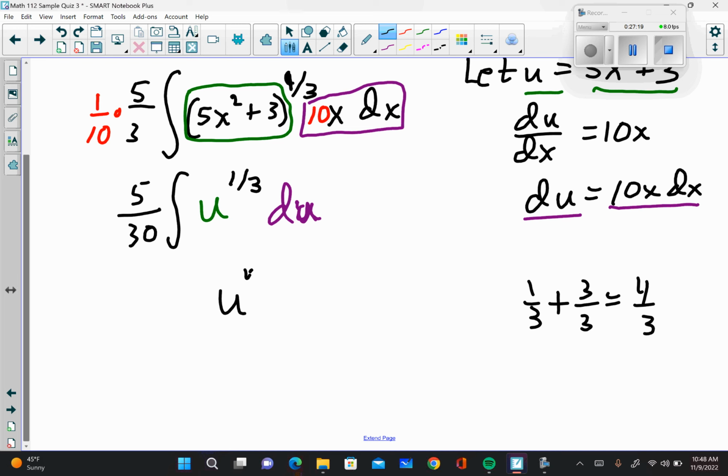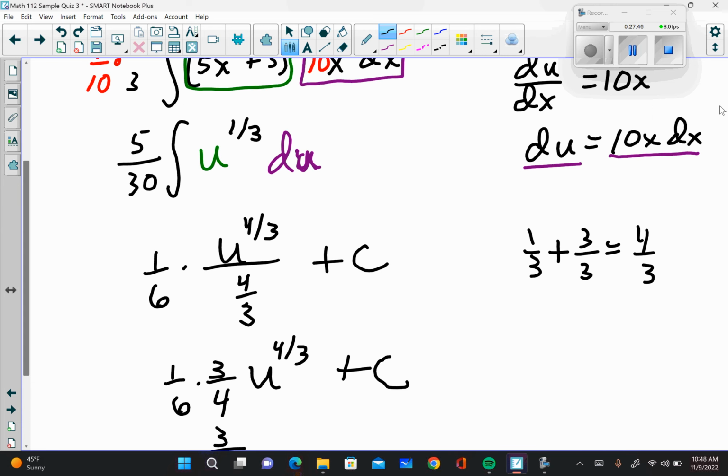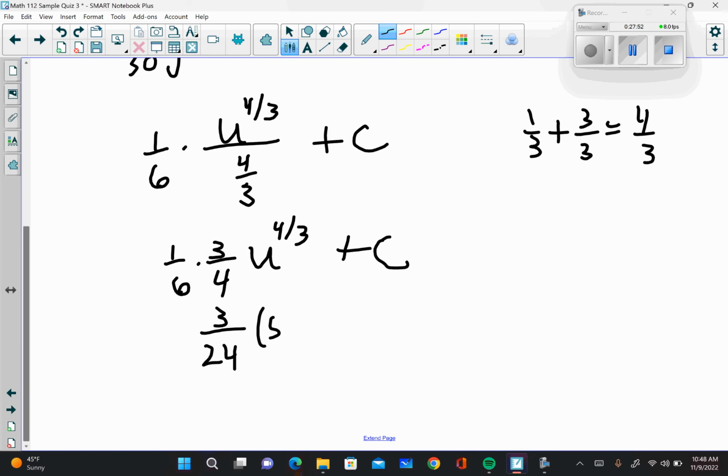It's u to 4/3 over 4/3 plus c, don't forget 5 over 30, but 5 over 30 can be reduced to 1/6. Dividing by 4/3 is the same as multiplying by 3/4. Don't forget the 1/6. So we have 1 times 3 over 6 times 4. And that u is actually 5x squared plus 3. So this means actually 5x squared plus 3 to the 4/3. And don't forget plus c.